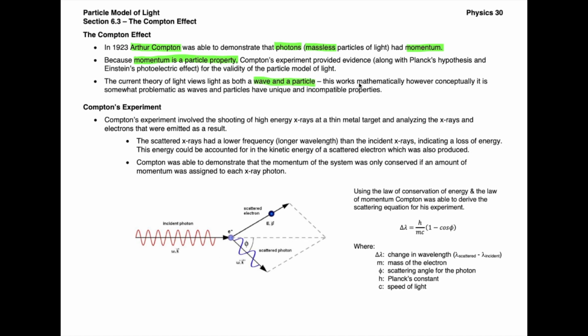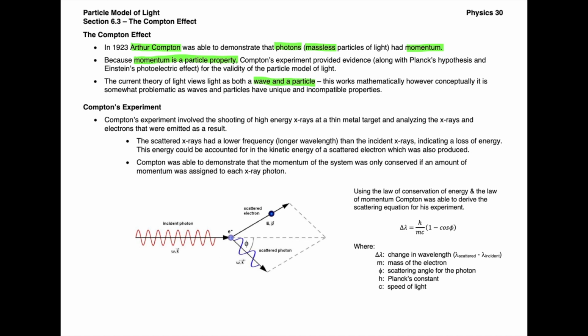Now this does work out nicely mathematically, and we have a fairly consistent theory of that. But conceptually, it shouldn't be possible to have something that can be both a wave and a particle, because those two are actually somewhat incompatible in terms of their overall properties. So there are still some problems with this theory, but currently it's the best one that we have, and so we run with it.